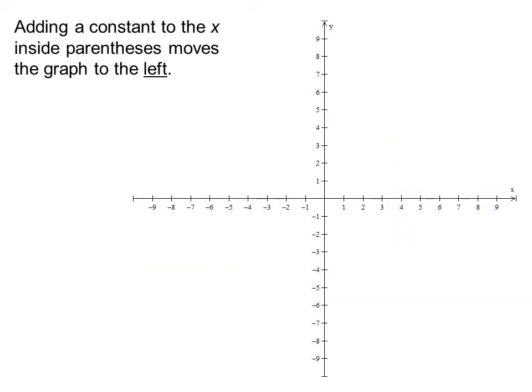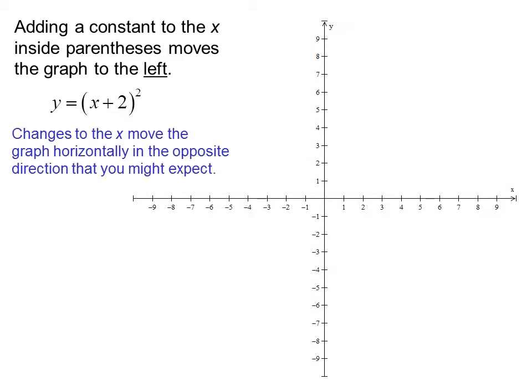Adding a constant to the x inside parentheses moves the graph to the left. Here we have y equals the quantity x plus 2 squared. Now notice that the plus 2 is not at the end, it is with the x in a set of parentheses. Changes to the x move the graph horizontally in the opposite direction that you might expect. So you might think adding would move to the right, but adding a number to the x moves it to the left.